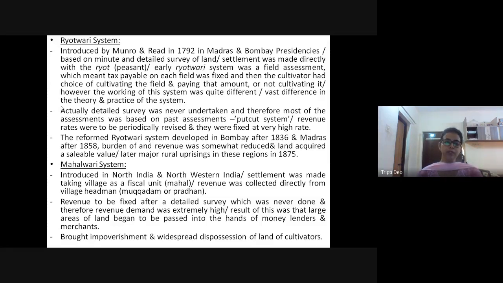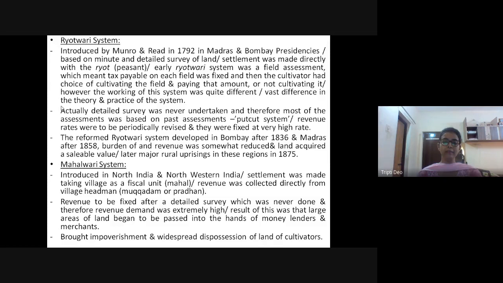Rayatwari system was introduced by Munro and Reed in 1792 in Madras and Bombay presidencies based on the minute and detailed survey of land. Matlab ki ek survey karne ke baad ek tax us particular region se assess jitna hoga wo zarurat thi is particular system mein, Rayatwari system mein. It was based on minute and detailed survey of land. Settlement was made directly with the rayat.